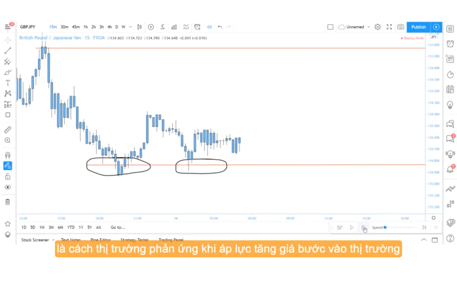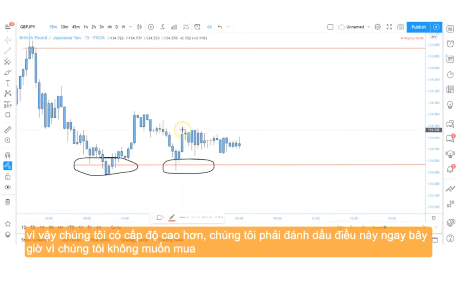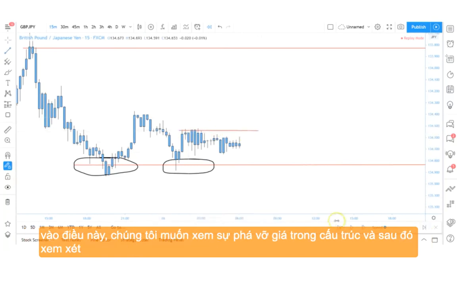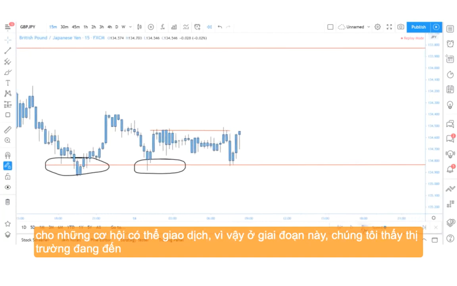So what we want to see is how the market reacts once that bullish pressure steps into the markets. So we have our level high. We must mark this now because we don't want to buy into this. We would like to see price breaking the structure and then looking for those tradable opportunities.